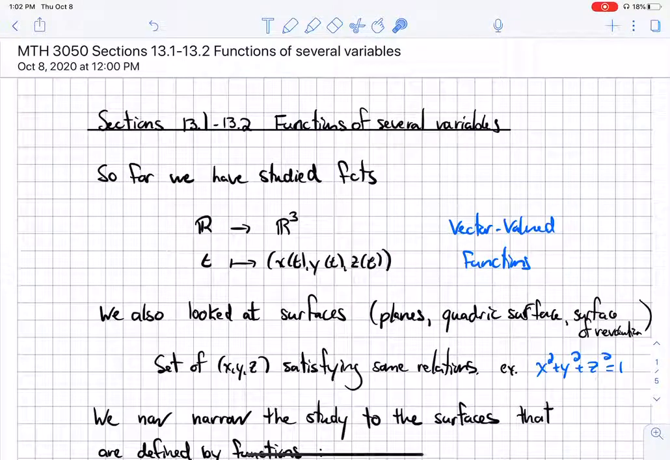The video for the beginning of chapter 13. So we start the study of functions of several variables. So what have we done so far?